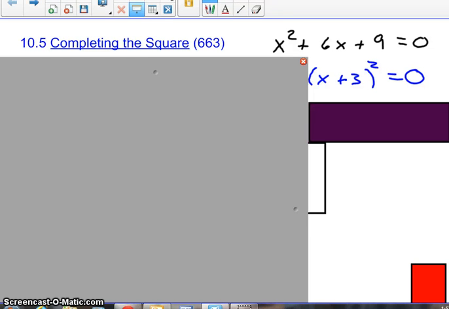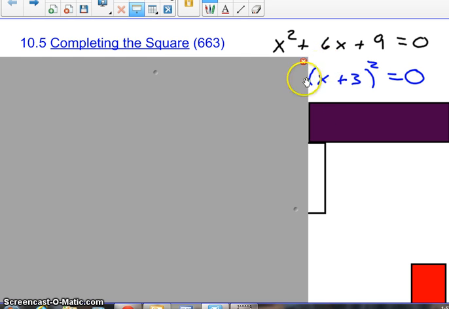Okay, so today in section 5, we're using completing the square. And we've looked at this first trinomial and said that's a perfect square trinomial, right? And then we said, look at the binomial factor would be x plus 3 squared. So we have the square root of x squared is x, the square root of 9 is 3, and 3 times x twice is 6x.